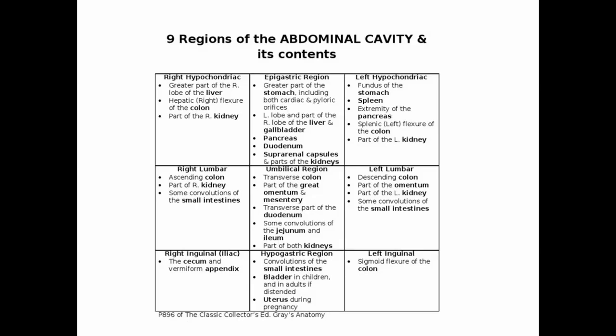Okay, then comes the right lumbar region. The right lumbar region consists of the ascending colon and a part of the right kidney, and some convolutions of the small intestine. While the left lumbar region consists of the descending colon, part of the omentum, the left kidney, and some convolutions of the small intestine.